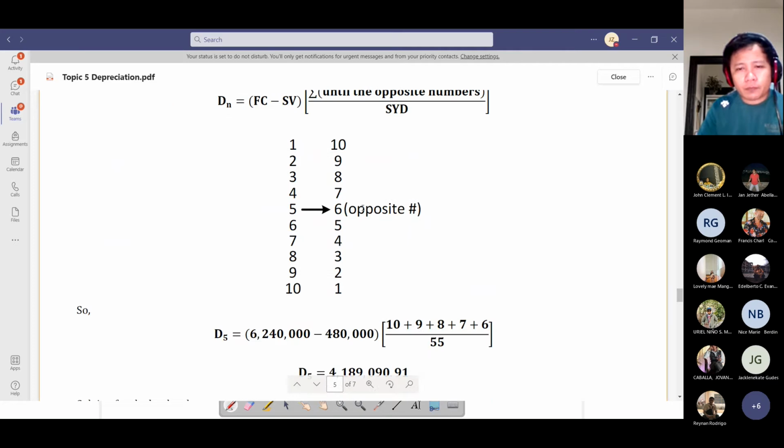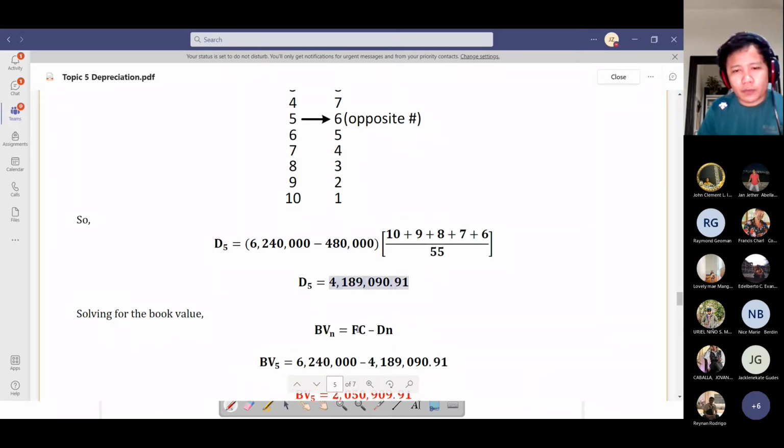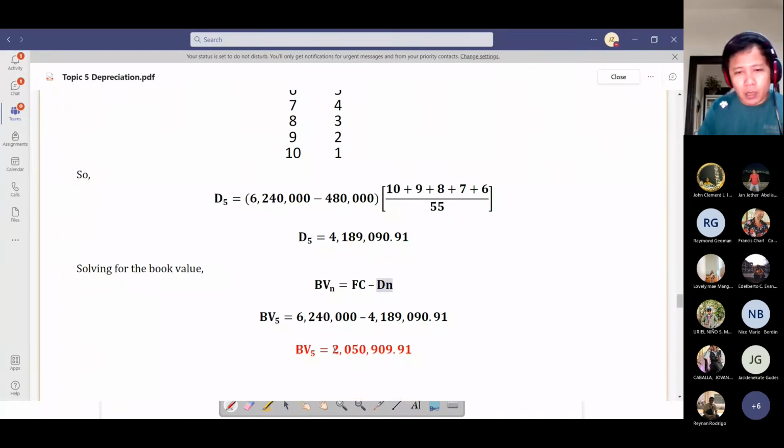Using the shortcut, the total depreciation until the 5th year is 4 million. Solving for the book value using the general formula, first cost minus the total depreciated amount, the remaining amount, the book value after 5 years, is just 2 million, 2,50,909.91 pesos. As you can see, it's direct substitution. What's important is that you remember the formula.